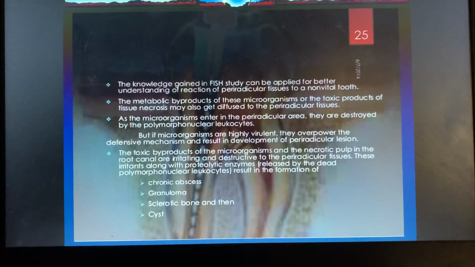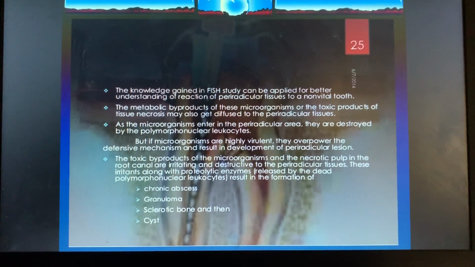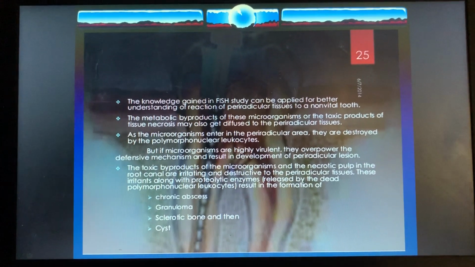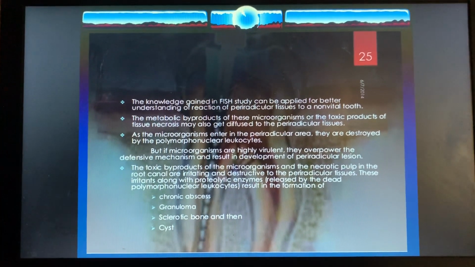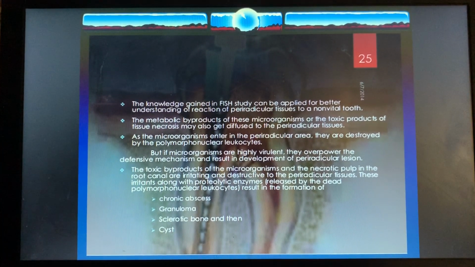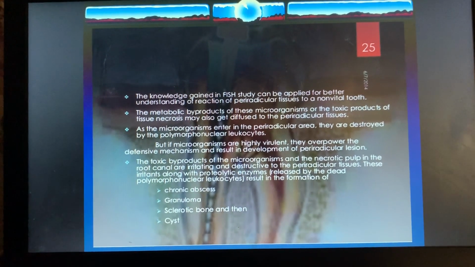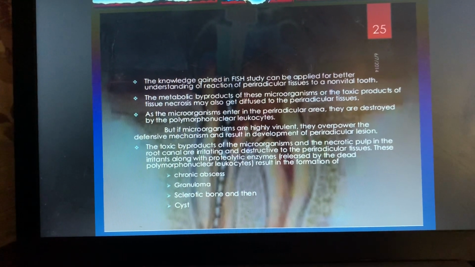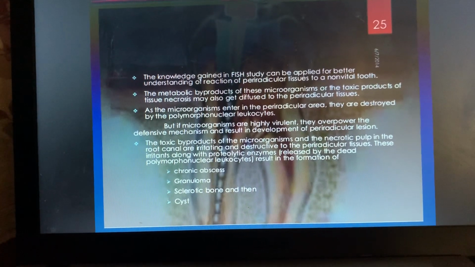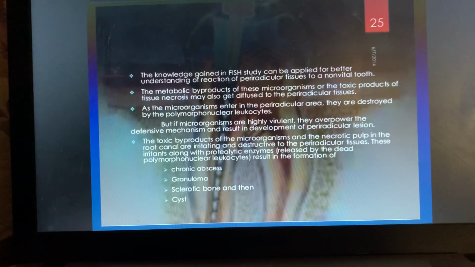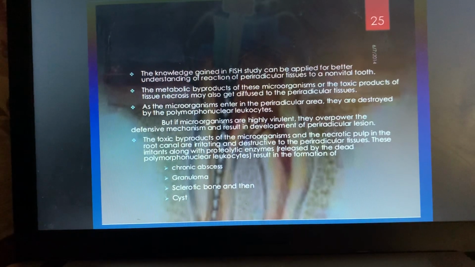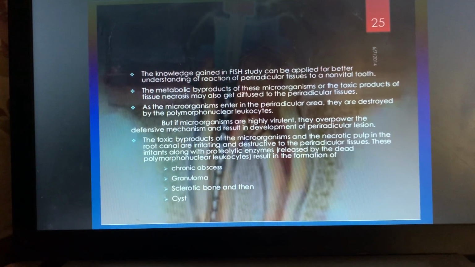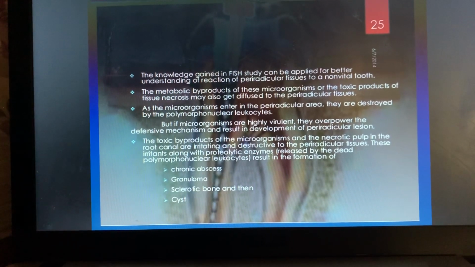And Fish concluded that the root canal is the seat of infection. So we can gain knowledge from Fish's study and apply it for a better understanding of the reaction of periradicular tissues to a non-vital tooth. The metabolic products and toxins released by the microorganisms diffuse into the periradicular tissue, that is, from the infected root canals. If there is an increased number of microorganisms, we can see abscess formation or the start of abscess formation.